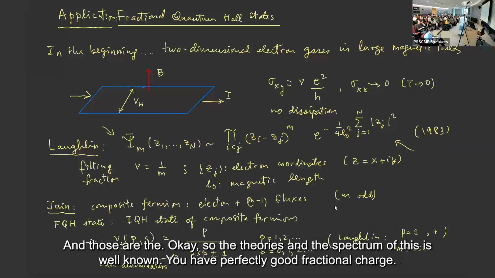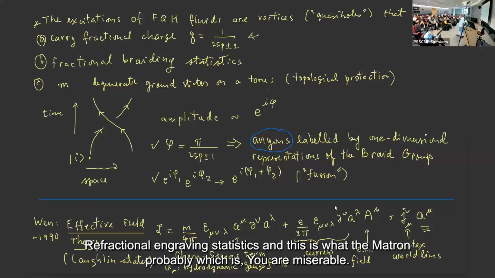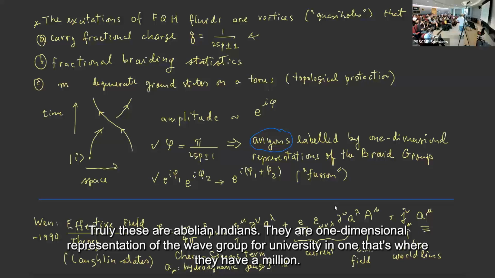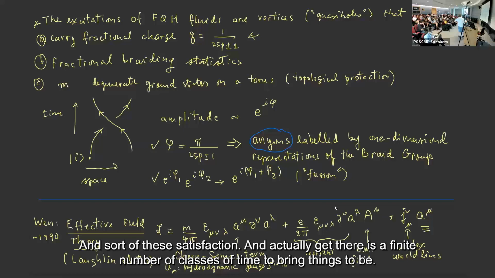Okay? So the spectrum of these theories is well known. You have particles with fractional charge and fractional statistics, and this is what Manfred told you, that he actually measures this thing. You can measure both. So these are abelian anyons. They are one-dimensional representations of the braid group, for those of you interested in that. That's why they are abelian. So if you take two anyons and fuse them together, they essentially become twice as big, mod 2 pi. And so there is a finite number of classes of types of anyons.